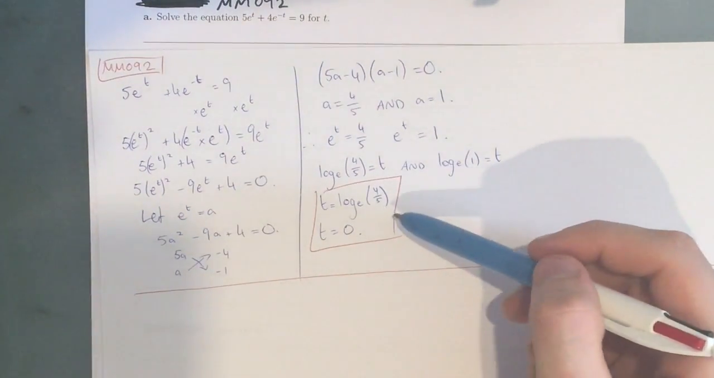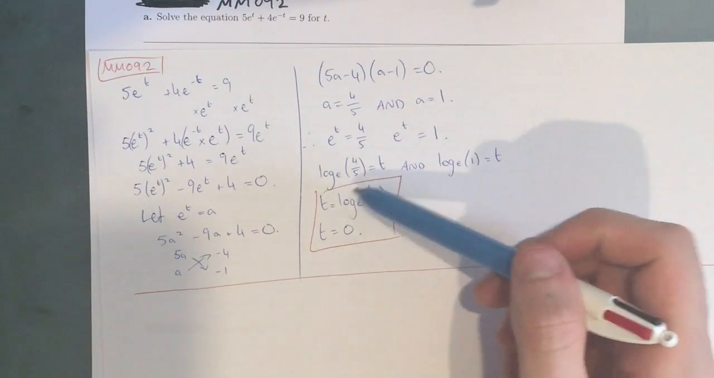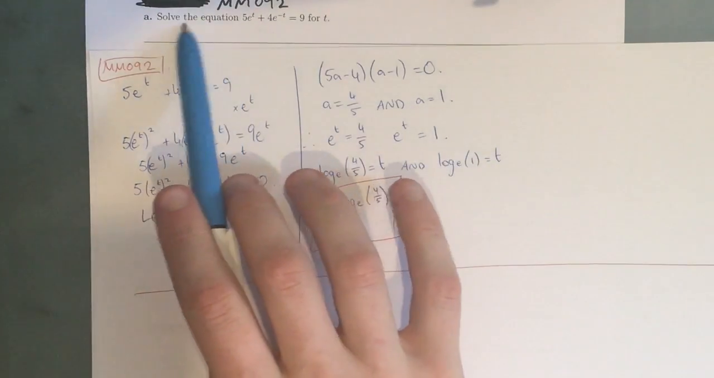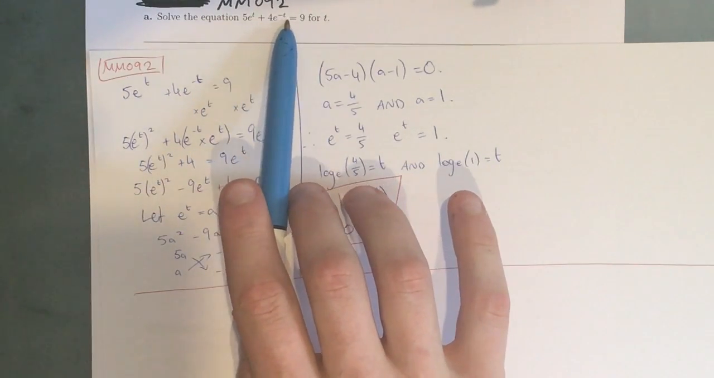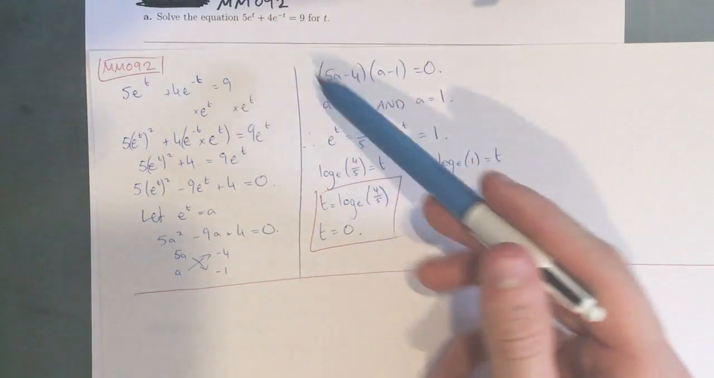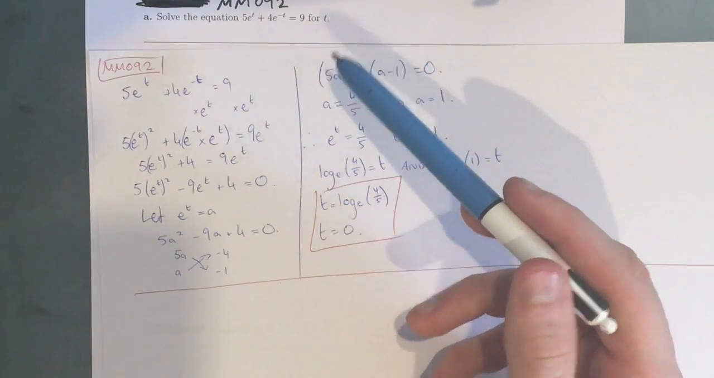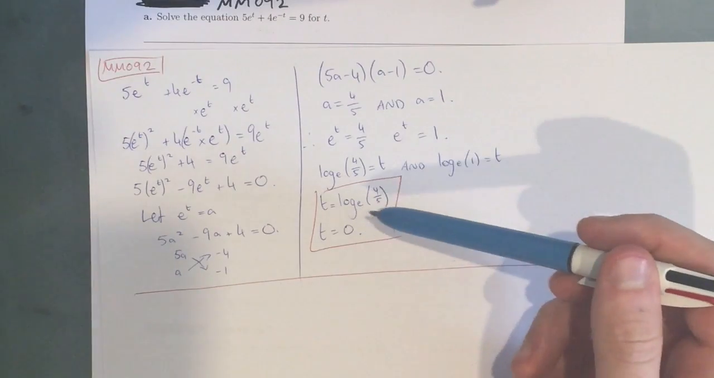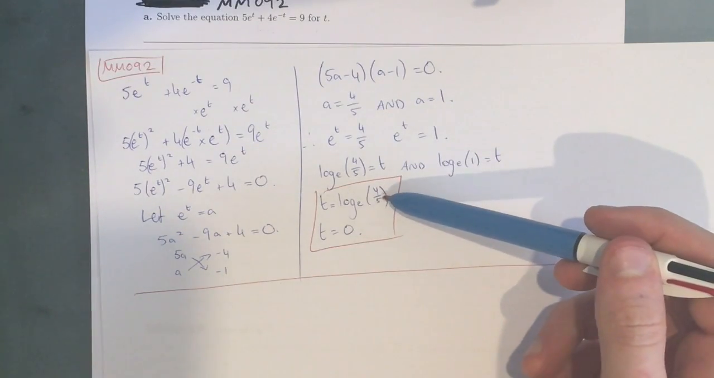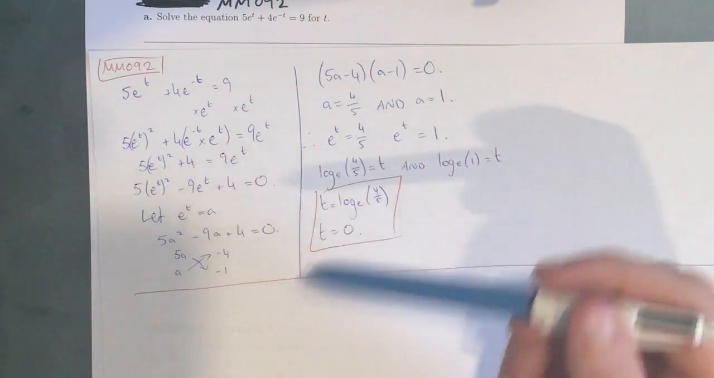Now let's make sure that that actually works with the question that's given to us. We get solve the equation 5e^t plus 4e^(-t) equals 9 for t. We're not told that t can't equal 0. We're not told any of that sort of stuff, which means that we have two answers for t: log e of 4 on 5 and t equals 0.